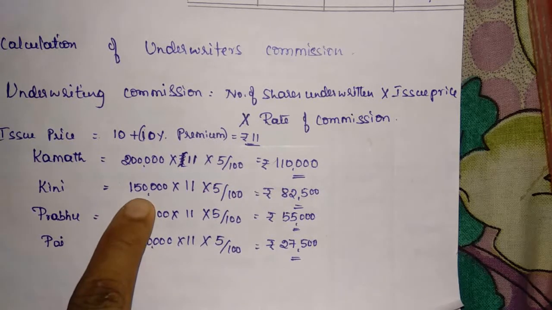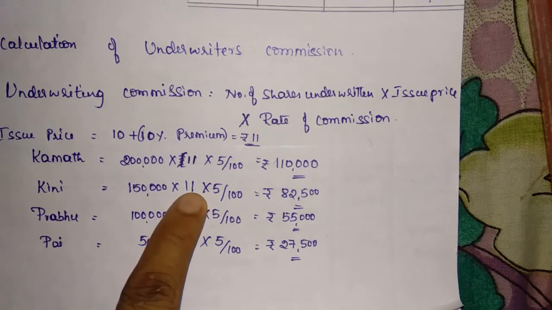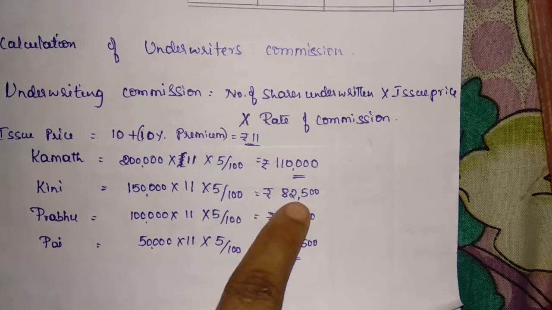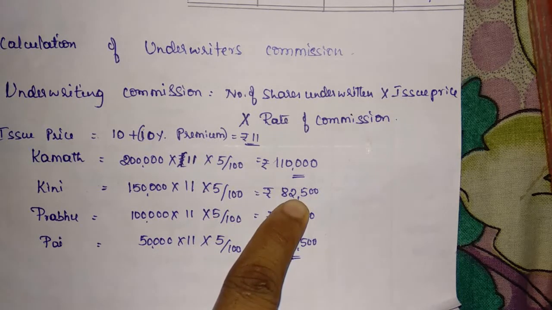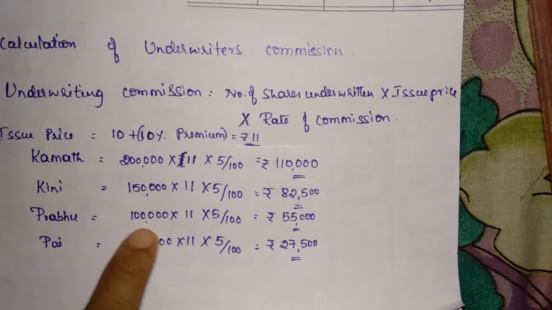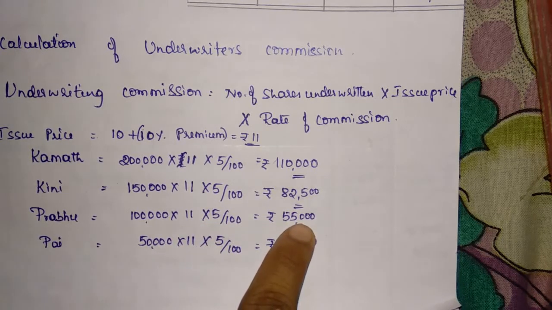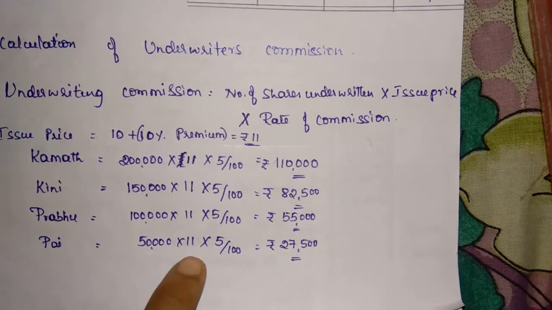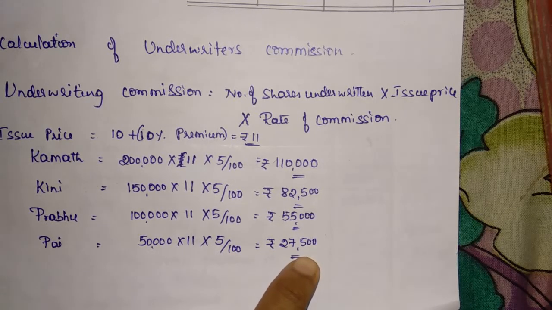Kinney: 1,50,000 shares underwritten into issue price 11 and 5% commission. Commission is 82,500. And Prabhu: 1 lakh into 11 into 5%, it is 55,000. Pi: 50,000 into issue price into commission, that is 27,500 will be the commission.